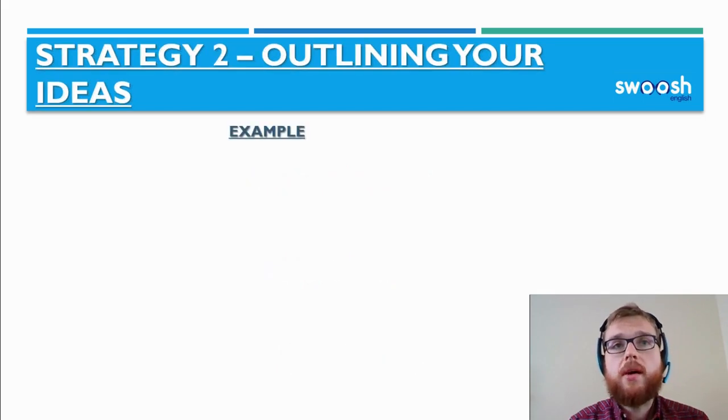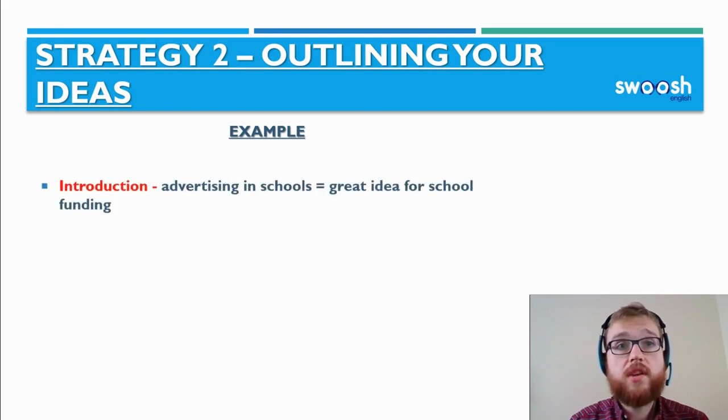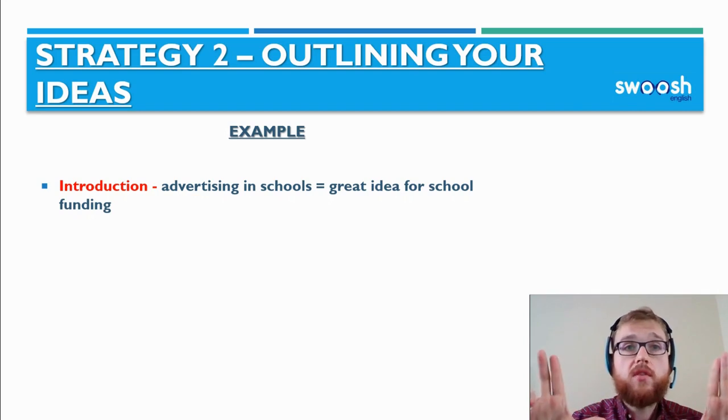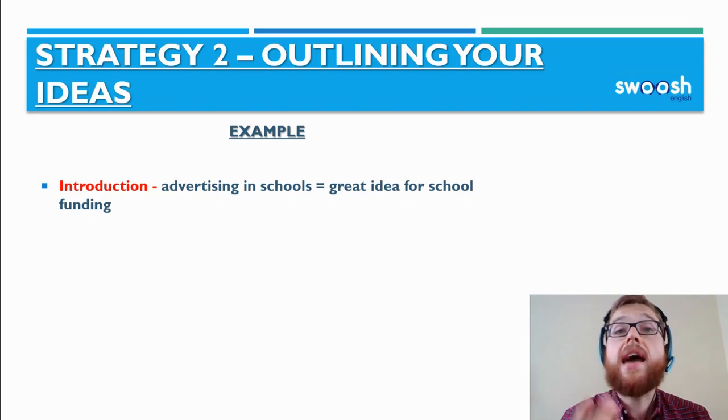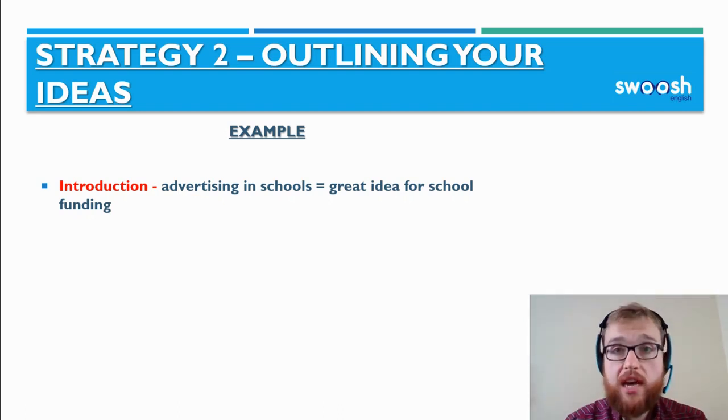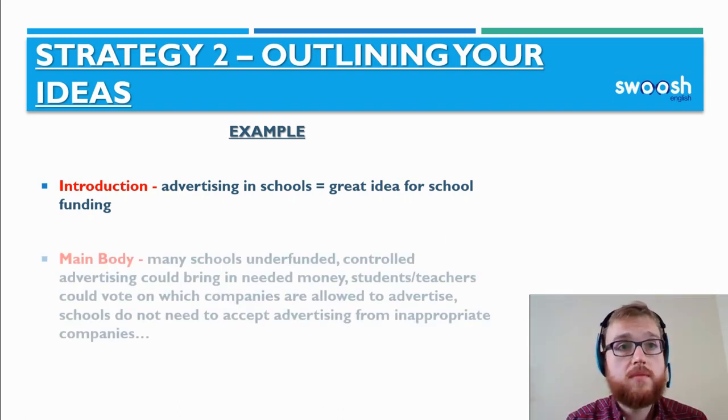So here's an example of an outline for ideas using some of the previous examples that we had. So for your introduction, you may think about advertising in schools as being a great idea for school funding. That will basically be your essay hook and your essay focus. You've taken one side in that you agree that advertising is good and it's great for school. How can you flesh that out? Well, here's your idea for the introduction.